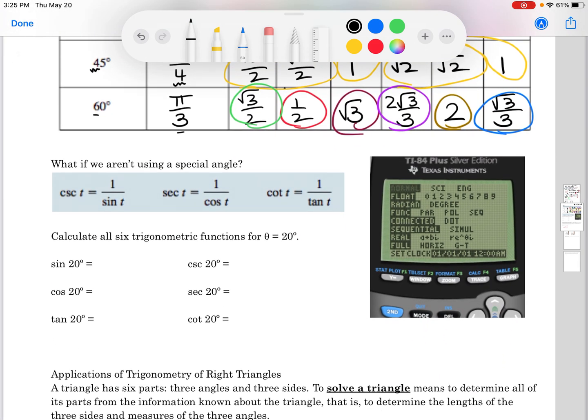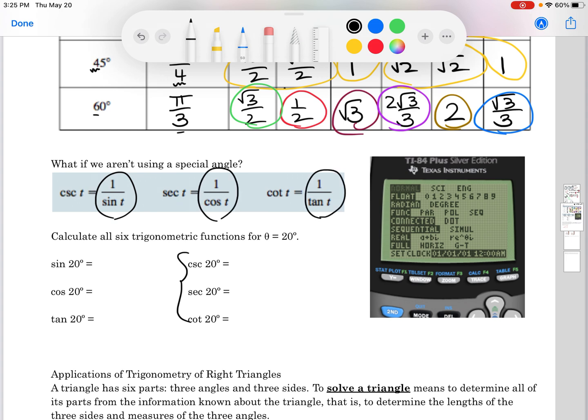All right, so what if we aren't using a special angle? Well, what we can do is actually use our graphing calculator to help us here. We have sine, cosine, and tangent buttons on our calculator. They're just 2 rows above the numbers, right? We see the sine, cosine, and tangent in the middle. And to find those, it's very simple. We just need to make sure we're in the correct mode. Now, if we need to find cosecant, secant, and cotangent, they're just the reciprocals.